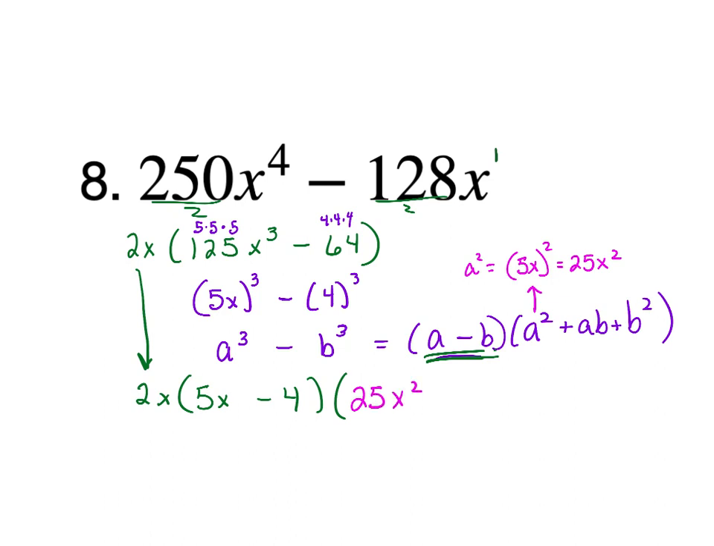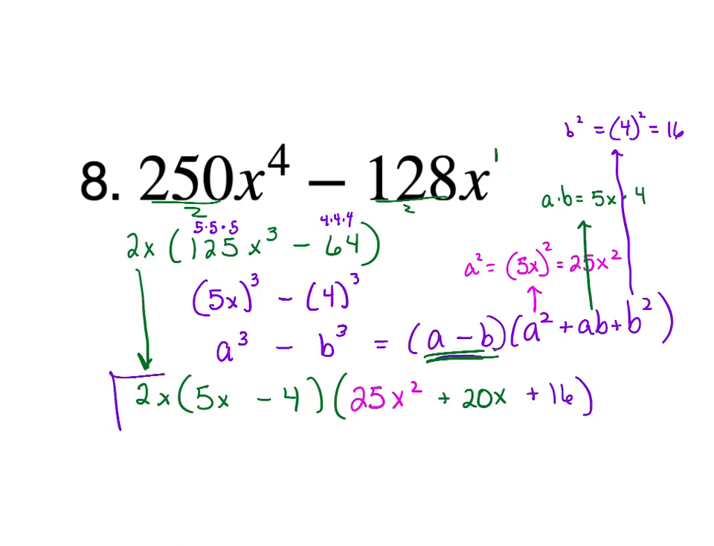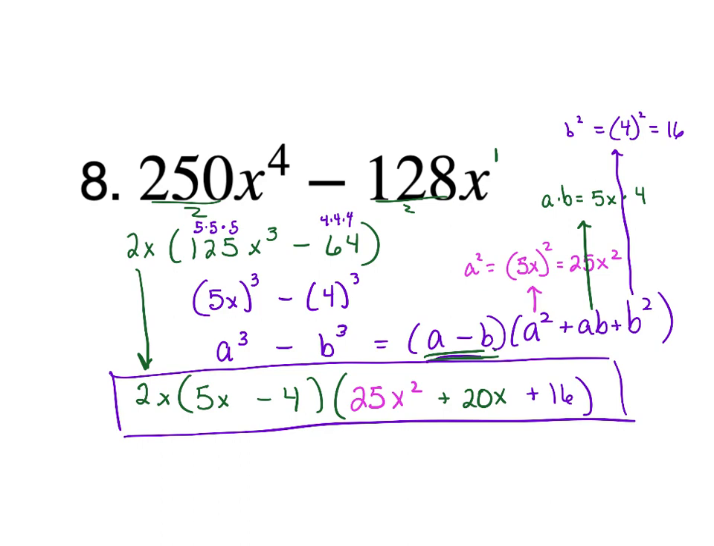Next, I have to calculate a times b. A times b will be a 5x times a 4. 5 times 4 is 20, so that's 20 x's. And then lastly, I have to calculate b squared. My b is a 4, and I have to square it, so that's a 16, so I put plus 16 at the end. And that is the complete factorization.